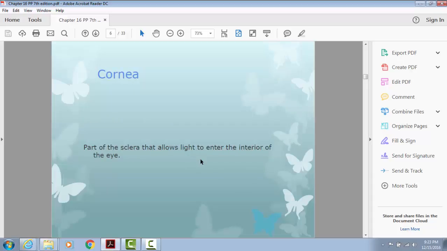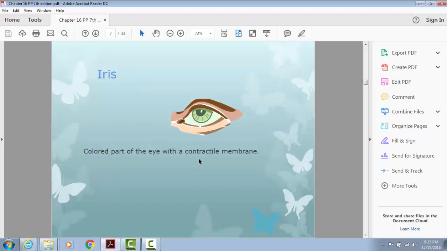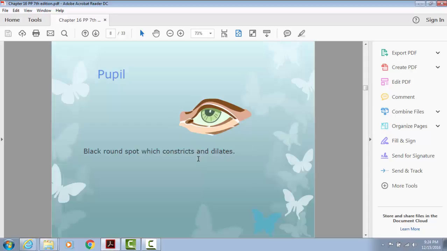The cornea is the part of the sclera that allows light to enter the interior of the eye. And the iris is the colored part of the eye with a contractile membrane. The pupil is the black round spot which constricts and dilates.